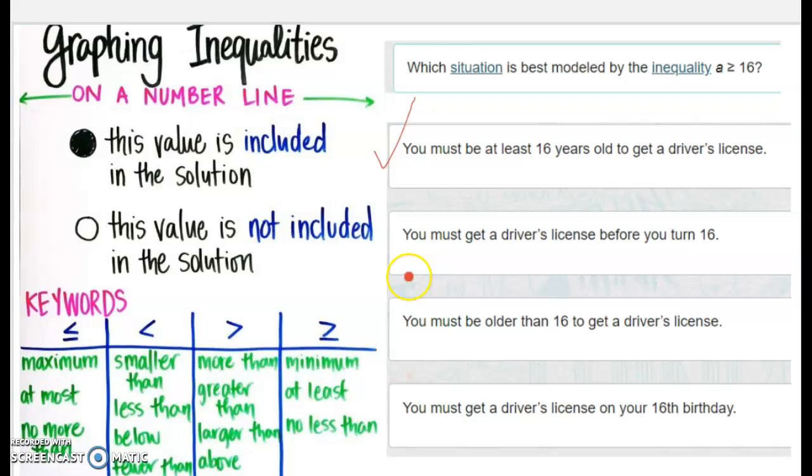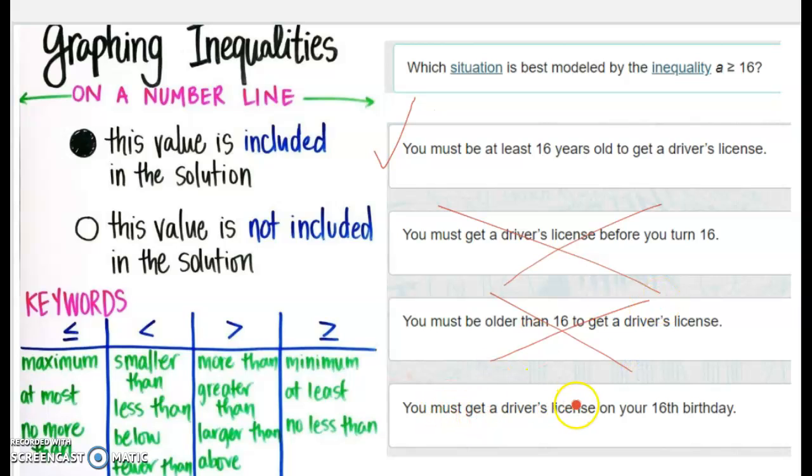But let's look at the next one. You must get a driver's license before you turn 16. Well, this one says at least, so that means you can't be 15, you can't be 14, you can't be 13 to get a driver's license. So this one doesn't work. You must be older than 16 to get a driver's license. Well, it says I can be at least 16, so I can be only 16. I don't have to wait till I'm 17 to get a driver's license. So this one doesn't work.